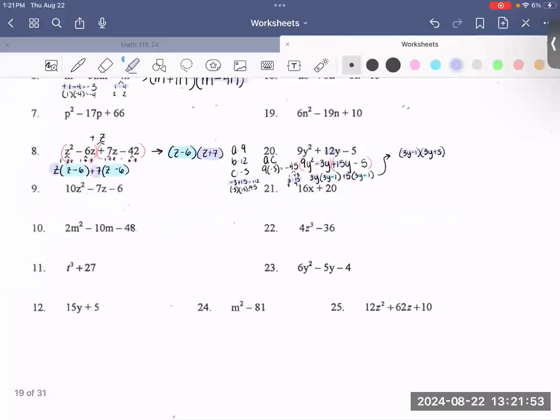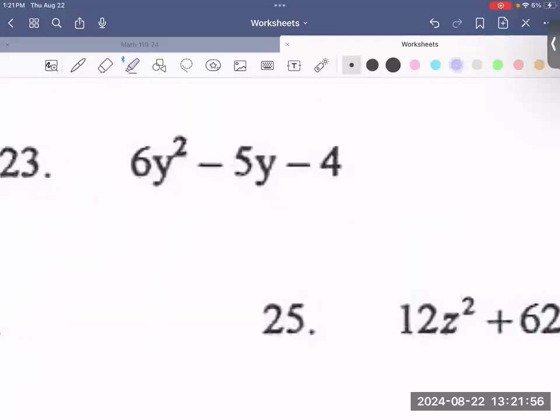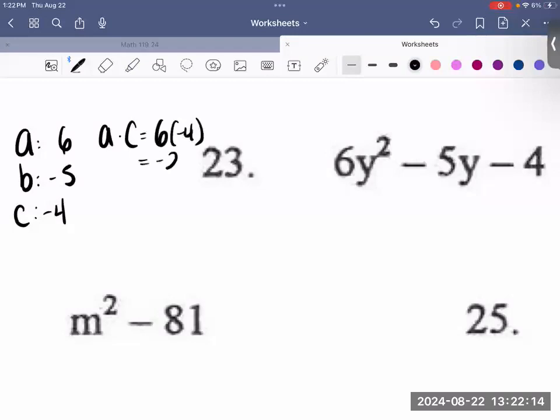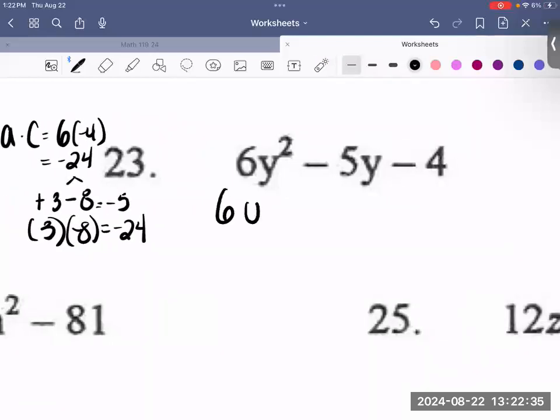Let's try one more. Let's try 23. All right, no GCF. So again, we're just going to pull out A, B, and C. 6, -5, -4. A times C is 6 times -4 to make -24. Factors of 24 that can get you to a 5. We have 3 and 8 as long as we have a -8, +3 to make a -5, and multiplying them back together, we get -24. So that works. So we get 6y squared plus 3y minus 8y minus 4.